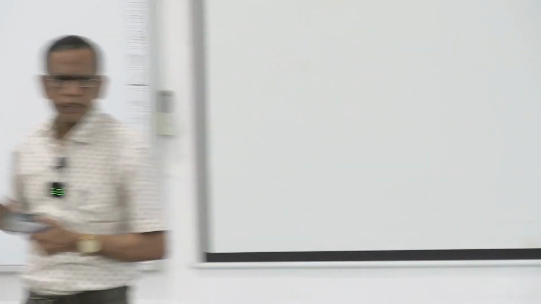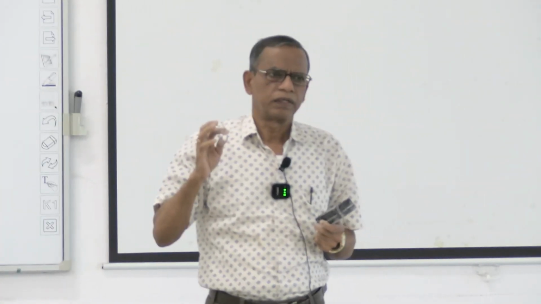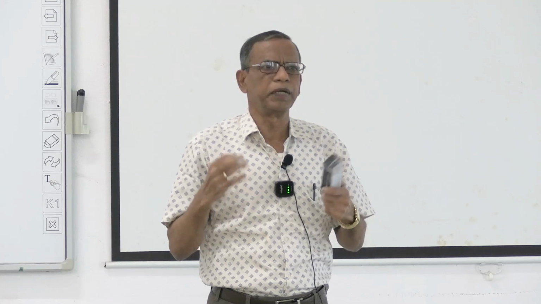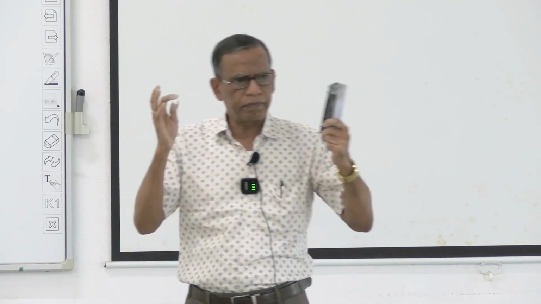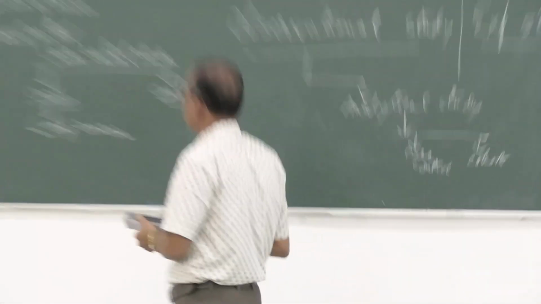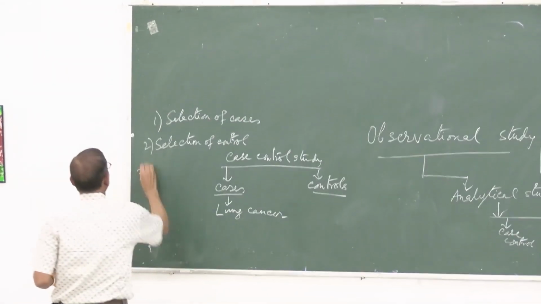So selection of cases. Next is selection of controls. Why? If we do not choose the controls keeping in mind the similar characteristics among the two groups, your study result will be erroneous. That's why you have to choose the control from the same group of people in the same place, in the same setting, except the risk factor which is under study. Next is matching.